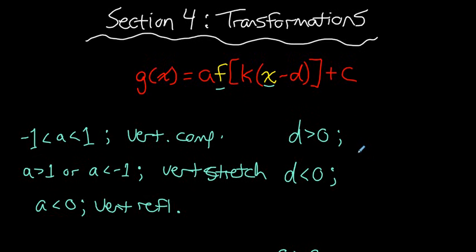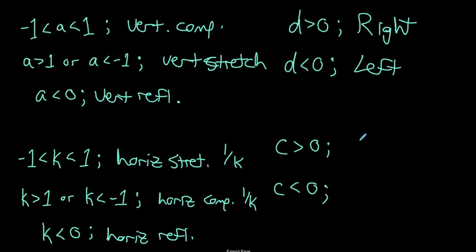The d value, if d is bigger than 0, it goes to the right d units. If it's less than 0, it goes to the left d units. C, if it's bigger than 0, it goes up. If it's less than 0, it goes down.